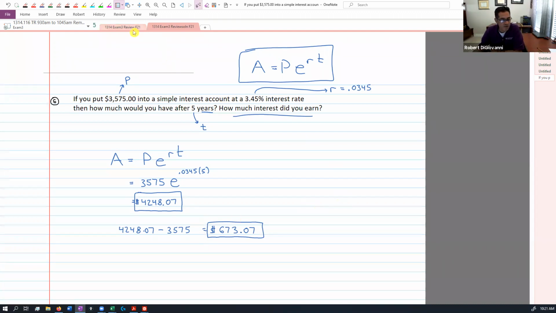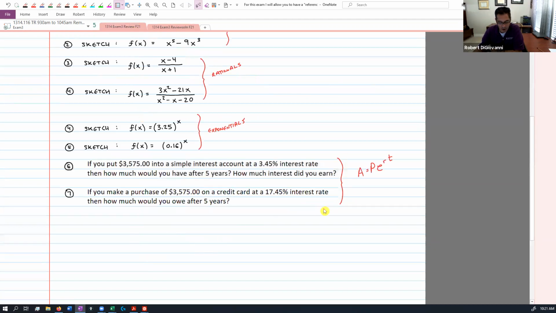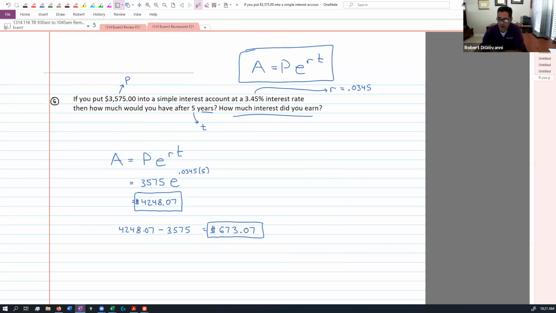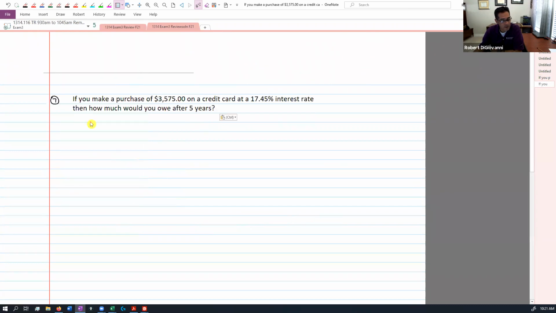Okay, so the idea of this question, the next one, right, is I wanted you to take a look at the difference between you putting your money into the bank and having the bank pay you for your money versus you borrowing the money from the bank and you having to pay it back. So if you make a purchase for that same amount that we just had on a credit card at 17.45% interest rate, how much would you owe after 5 years? Now, this is assuming you don't make any payments. We talked about this in class. Like if you didn't make payments, they'd be coming after you, right?